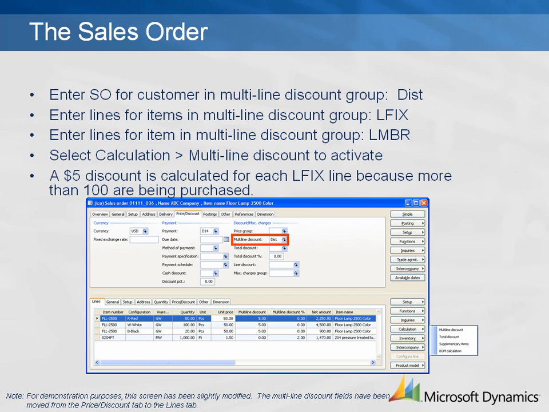When a sales order is entered for customers in multi-line discount group distributor, and the sales order lines are for items in multi-line discount group lamp fixtures and lumber, a $5 discount is calculated based on the trade agreement that we set up for the lamp fixtures. A 2% discount is calculated for the 1,000 feet of lumber.